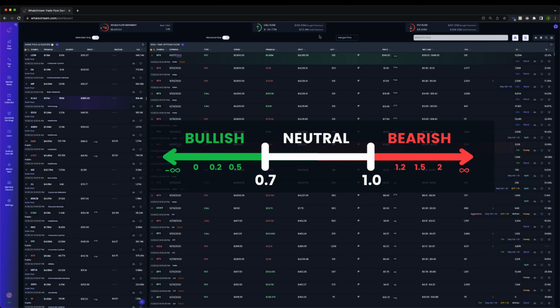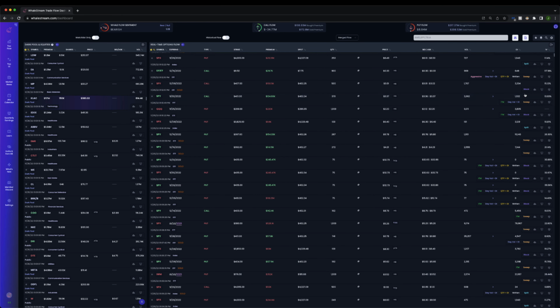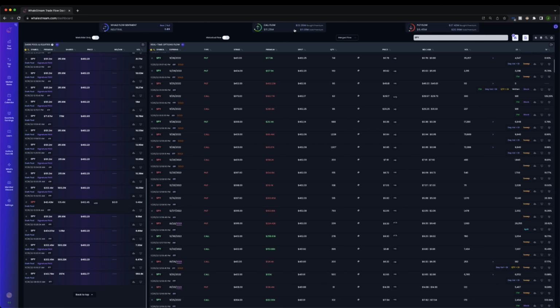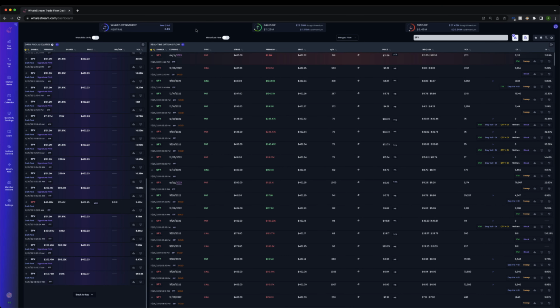So it's not by volume anymore, it is now by premium. So the sentiment will be calculated based on whatever is displayed on your options flow dashboard. So if you have filters on, like let's filter to SPY, this is now going to recalculate based on SPY and what is on your dashboard. So when you're looking at it by premium, it's got a neutral sentiment, but when you look at it by volume, it's actually got a bearish sentiment.